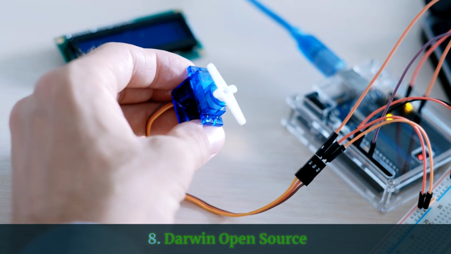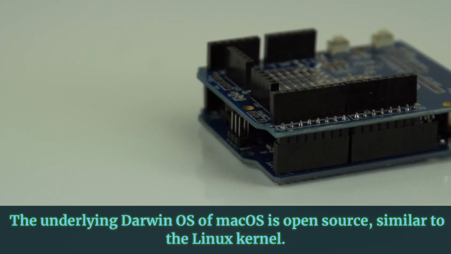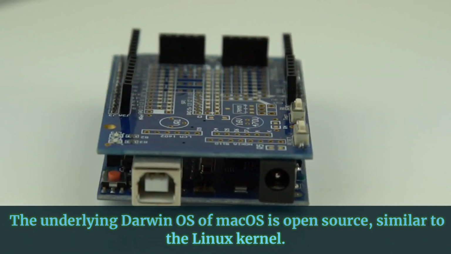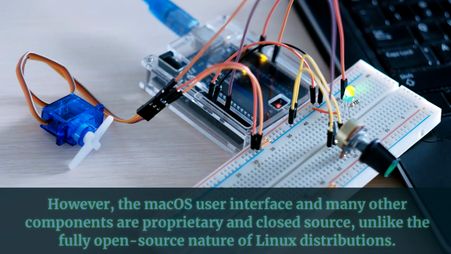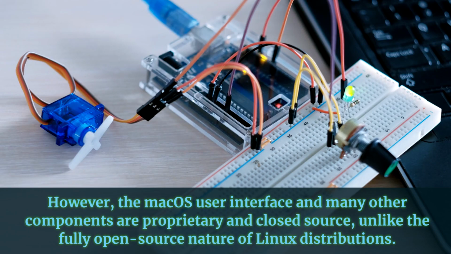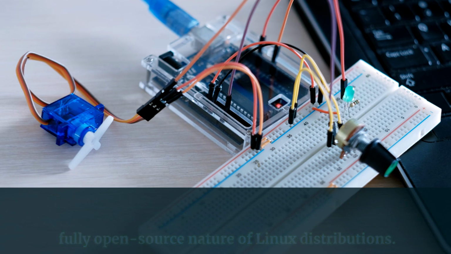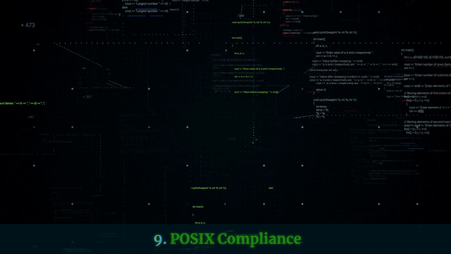8. Darwin open source. The underlying Darwin OS of macOS is open source, similar to the Linux kernel. However, the macOS user interface and many other components are proprietary and closed source, unlike the fully open source nature of Linux distributions. 9. POSIX compliance.